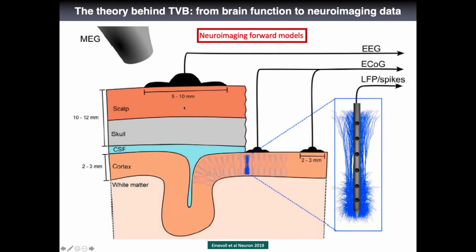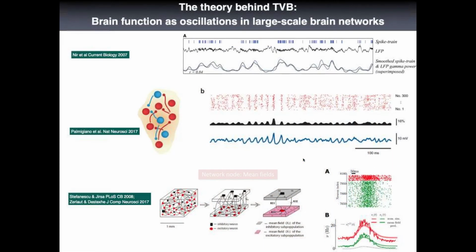As I mentioned, we know now, and we can have quite accurate forward models for each one of these measures that take into consideration the geometry of the cortical sheet, as well as anything else that exists between the measurement and the activity of the neurons at different scales.